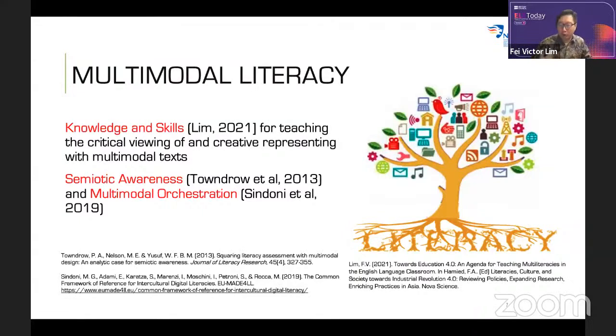It involves that semiotic awareness that Teo talked about, as well as the ability to orchestrate across different ways of meaning-making, different modes of meaning-making. So in a sense, I hope I have given you a basic understanding of what multimodal literacy is and how that involves an expansion, a broadening of what we typically think of as literacy beyond language learning.